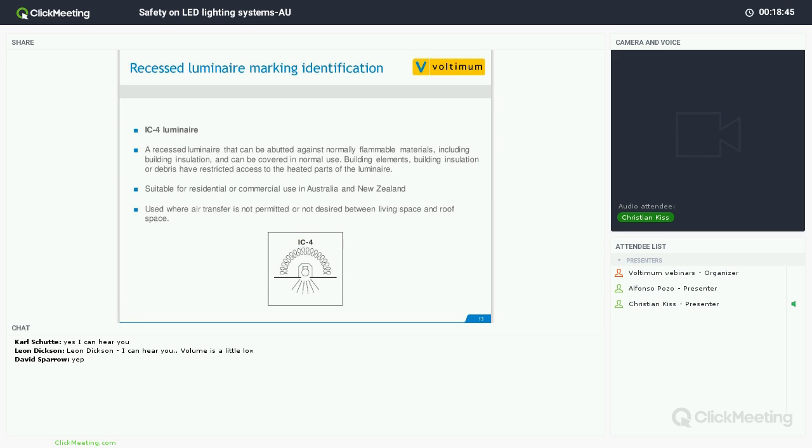IC4, so previously it was called ICF, but it's being updated to IC4. It's basically the highest specification for insulation, butting and covering. Basically, it's a recessed luminaire that can be abutted against normally flammable materials, including building insulation, and can also be covered in normal use. Building elements, building insulation, debris, etc. have restricted access to the heated part of the luminaire, and that's basically tested again by a small probe to make sure that those elements cannot get inside the luminaire. That's just the test that they do.